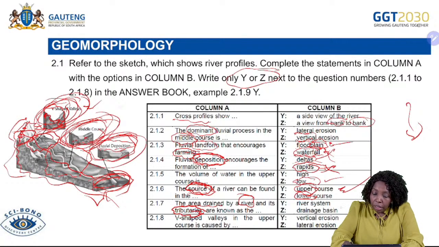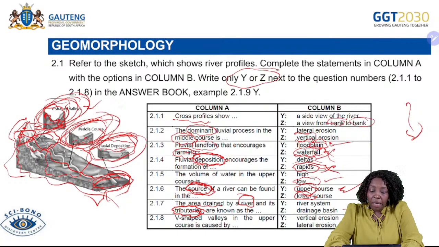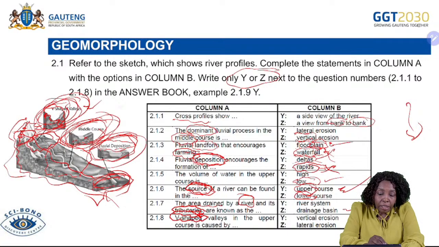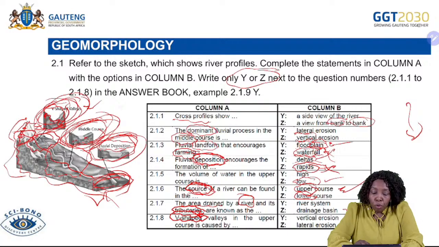So that gives us a correct answer to be the drainage basin. Okay, and then 218, V-shaped valleys in the upper course is caused by, so here we're looking at the V-shaped. So when you look at the valley here, it has that sharp V. So in the upper course, it is caused by what?